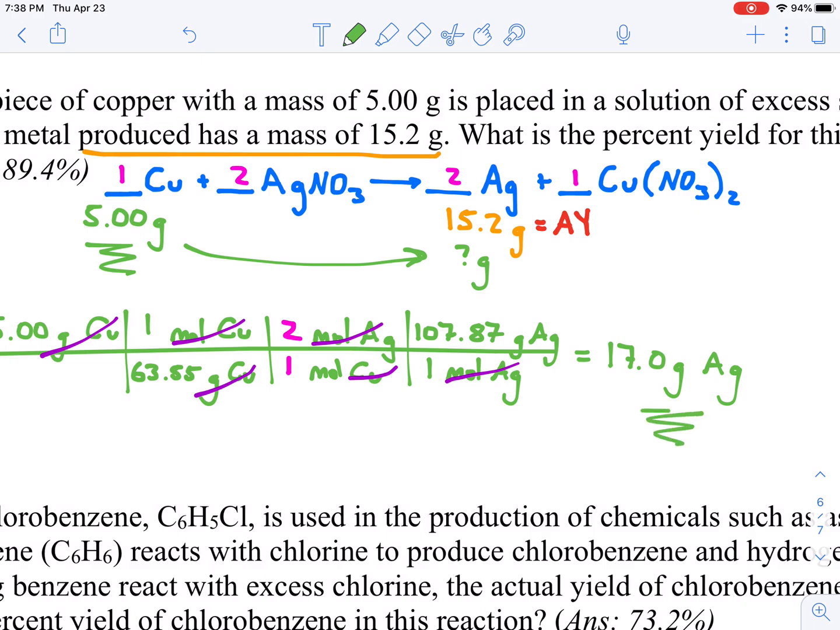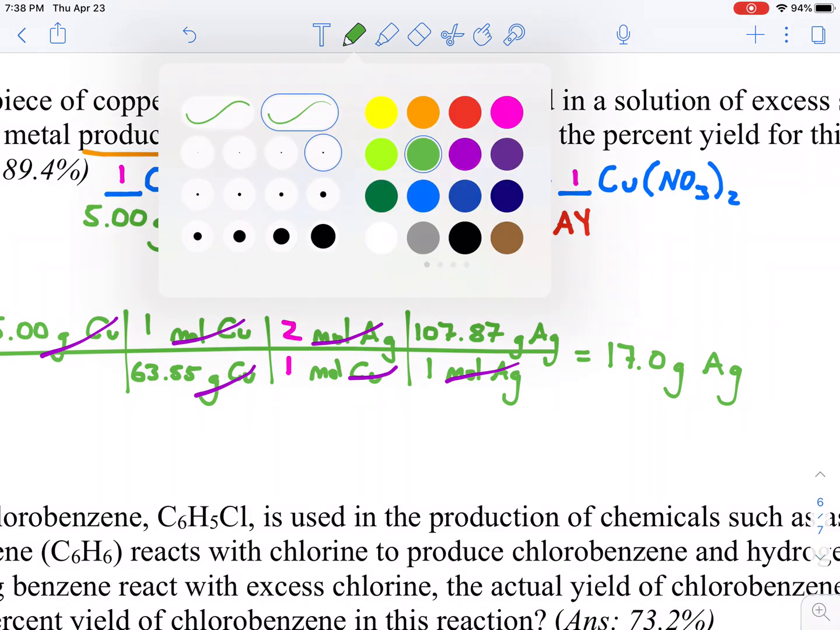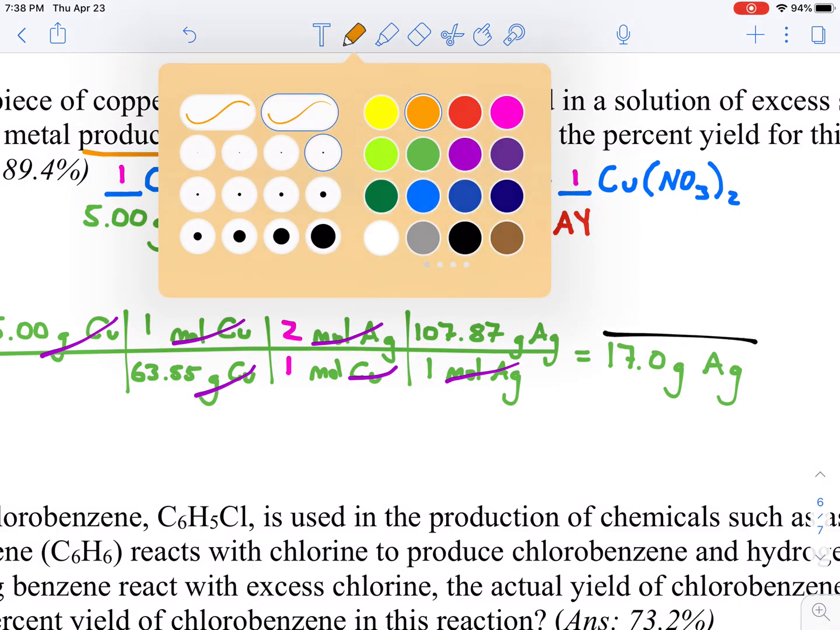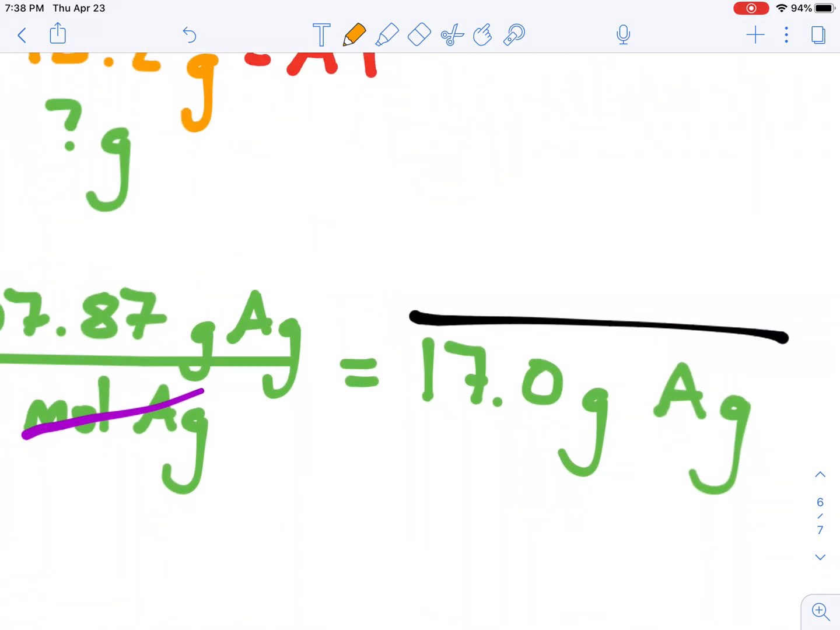That's the very most we would be able to make. It turns out when we did this in lab, remember we only made 15 grams of silver. That was this actual yield thing here. So what we're going to do is some division. We're going to put our 15.2 grams that we actually produced over the 17.0 that we thought we could produce.